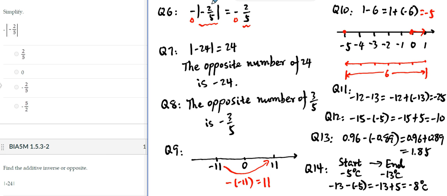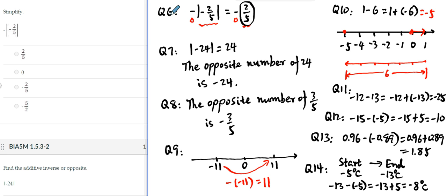So what we did is we first do the absolute value, which gives us this positive value. And then there was a negative in front of it, so you keep it. Then the final answer would be negative 2 over 5, would be this one.